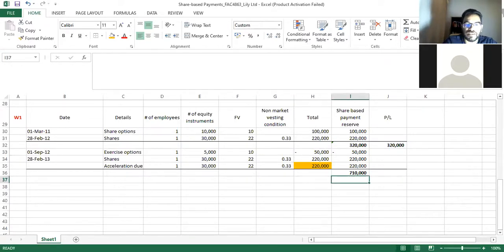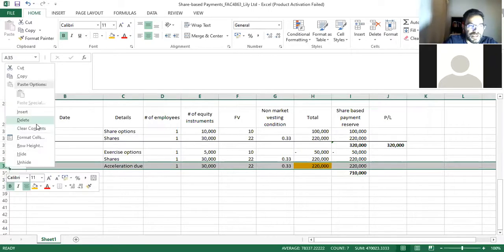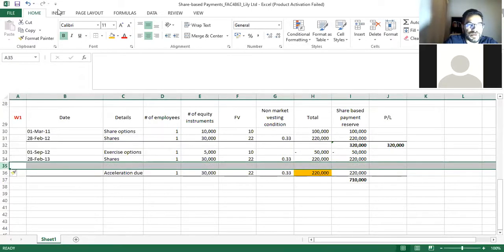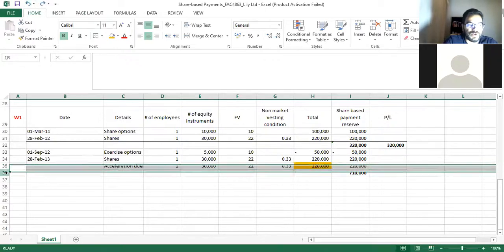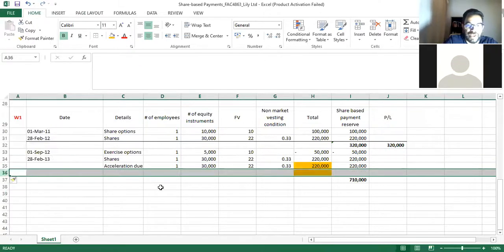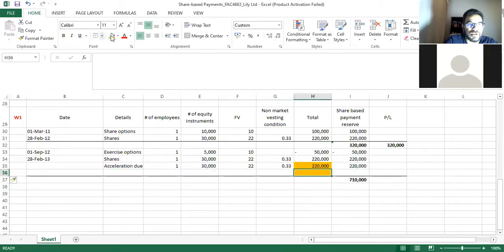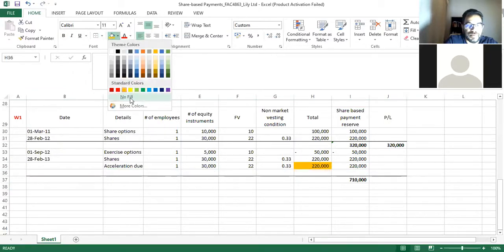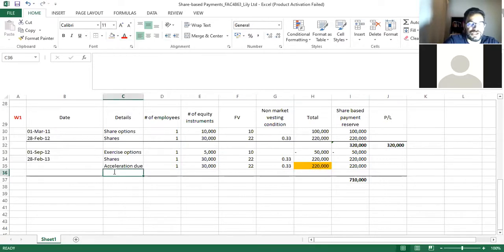Just take note of that. The other thing we must also do is the actual cancellation. So now I must do the actual cancellation. We first accelerate, then we do the actual cancellation. Once the shares are cancelled, we don't expect there to be any share-based payment reserve. So how many is the one employee cancelling? 30,000 shares.